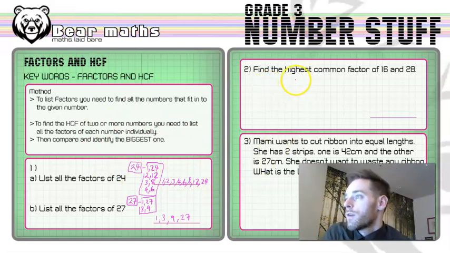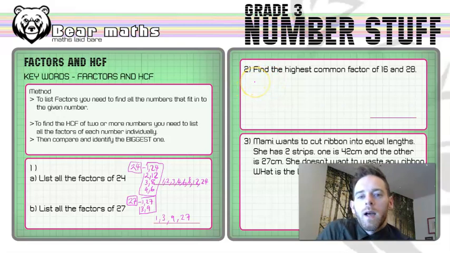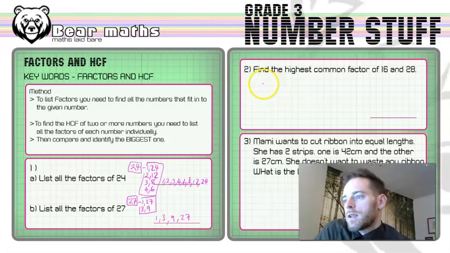Now, in number 2, we've got to find the highest common factor, the HCF, of 16 and 28. So the process here is to do exactly what we just did, but for both numbers, and then compare the lists. We can compare the common factors, and then we can compare the highest common factor and identify it.